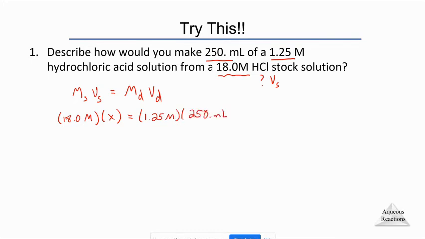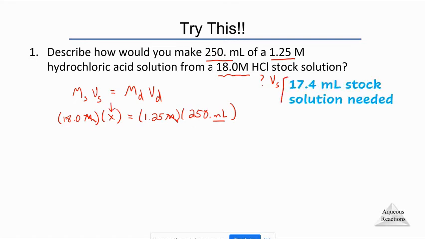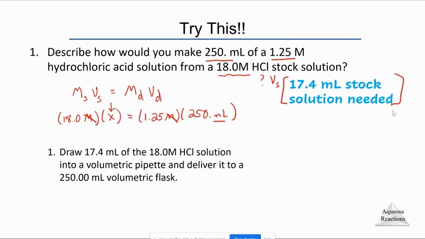Now, because molarity is going to cancel out, I'm actually just going to leave my volume in milliliters. You can convert it to liters if you want to, but it's really not necessary. When we figure out X, we figure out that we need 17.4 milliliters of stock solution. So we're going to take a volumetric pipette. We're going to draw up 17.4 milliliters of that 18 molar stock solution, and then we're going to deliver it to a 250 milliliter volumetric flask.